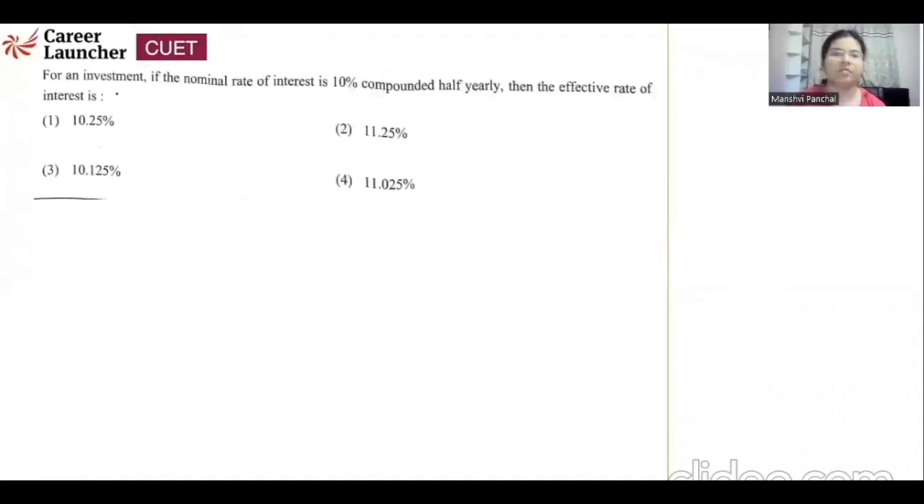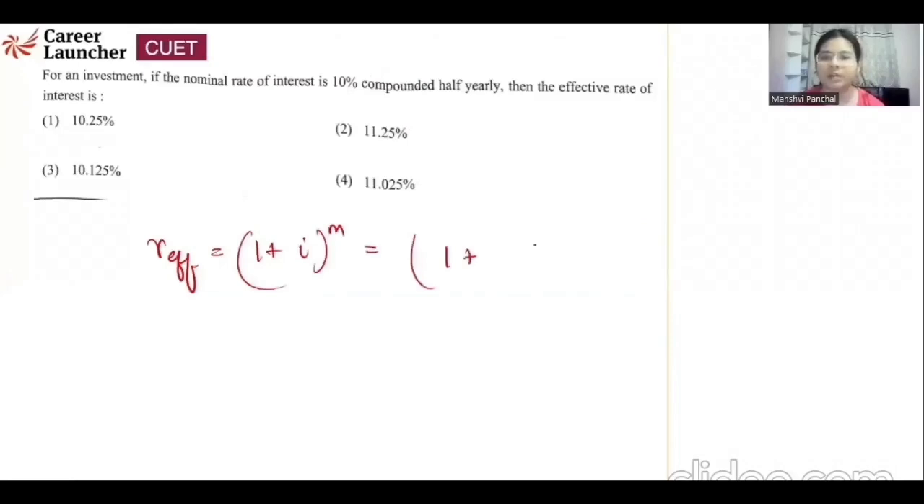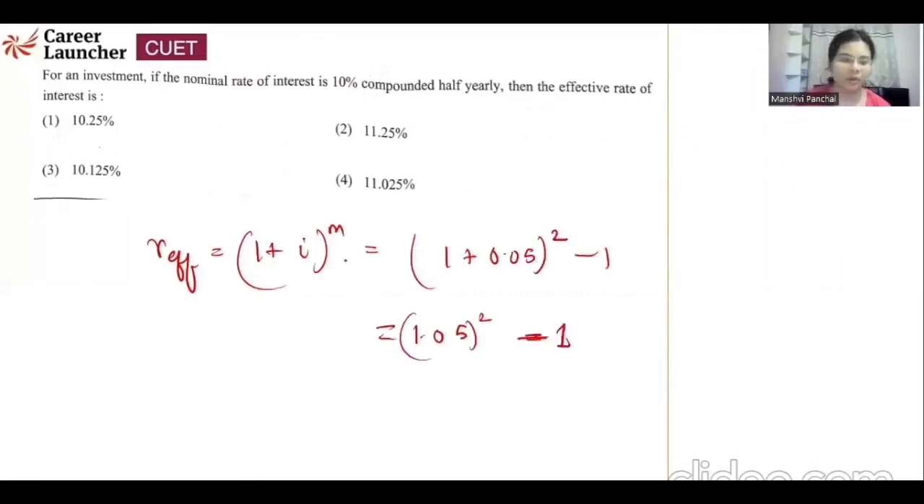Next is 79. For an investment, if the nominal rate is 10% compounded half yearly, then find the effective rate. So we know that the effective rate is 1 plus i raised to the power m, right? So 1 plus 10% compounded half yearly. It means 0.05 raised to the power 2. So 1.05 raised to the power 2 minus 1 also you have to do, right? So this will be 1.05 into 1.05 minus 1. If we do it, it will be 10.25%. Option 1 is the correct answer.